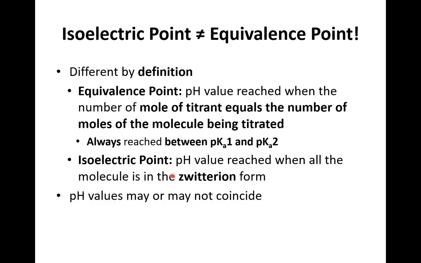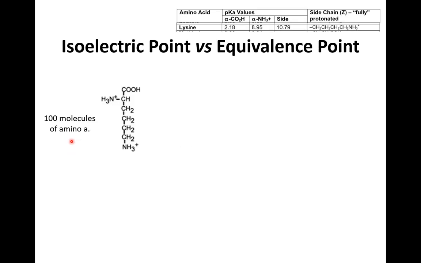The isoelectric point instead is that pH value when you reach all 100% of the molecule, in this case the amino acid, in the zwitterion form. Again, the value might coincide, like in the case of glycine, with the equivalence point, but by definition they're different. And let's go through some examples to show you that.